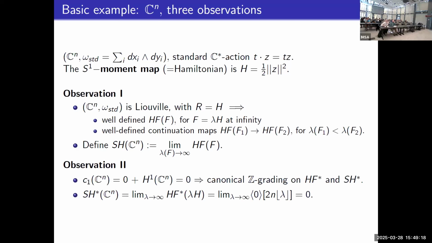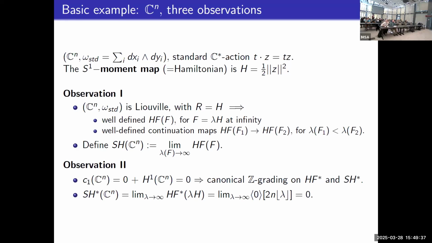And the second observation for C, which works for C to the n. So unlike the loop space, something compact. Sorry, unlike the cotangent bundle, something compact. C to the n is the cotangent bundle of R to the n. So this story with the loop space doesn't really work. So you get that SH is actually 0.